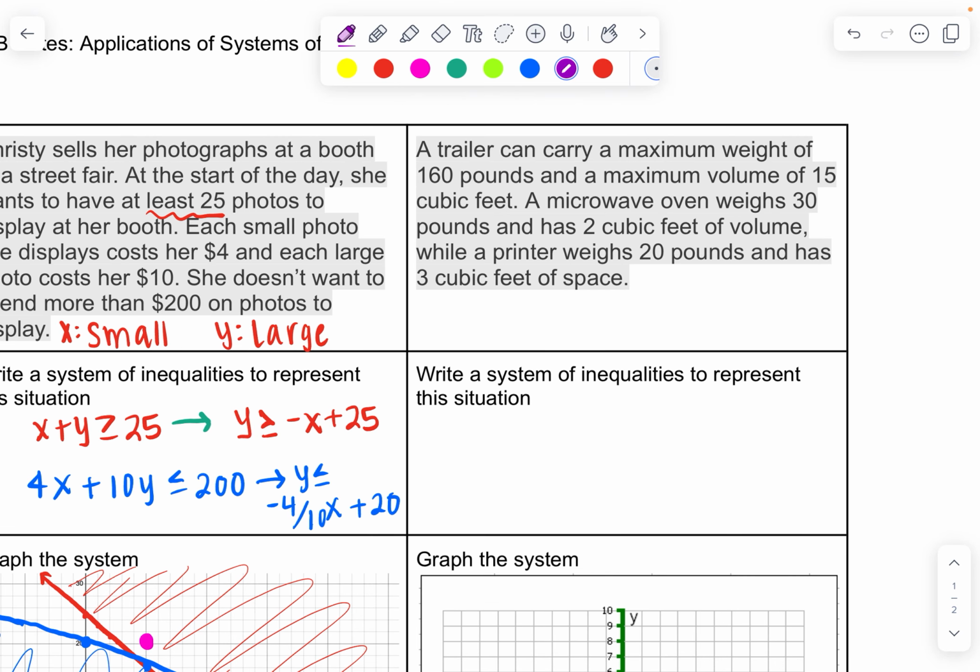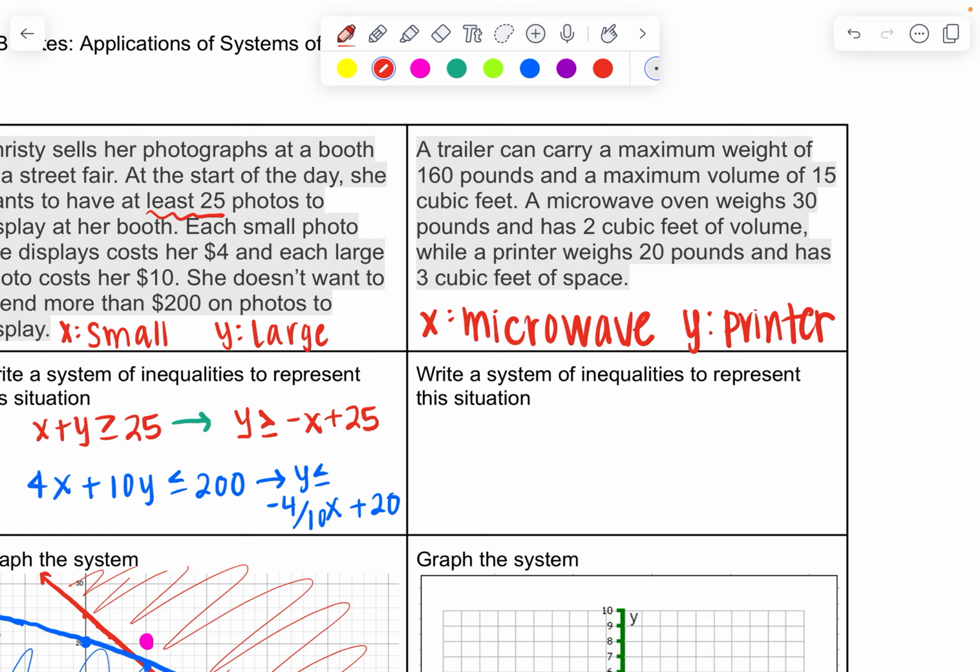A trailer can carry a maximum weight of 160 pounds and a maximum volume of 15 cubic feet. A microwave oven weighs 30 pounds and has 2 cubic feet of volume, while a printer weighs 20 pounds and has 3 cubic feet of space. So again, since they're talking about the microwave first, I'm going to have that be my X, which means Y is my printer.